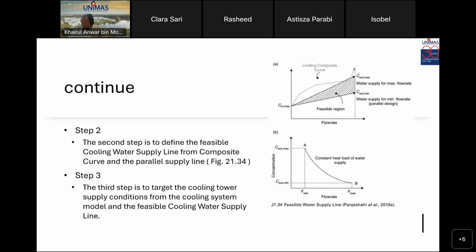Then determine the feasible region. The feasible region is this. It's based on the paper by Muhammad Hassan. Yeah, Muhammad Hassan. You can refer to it in Ellipse.